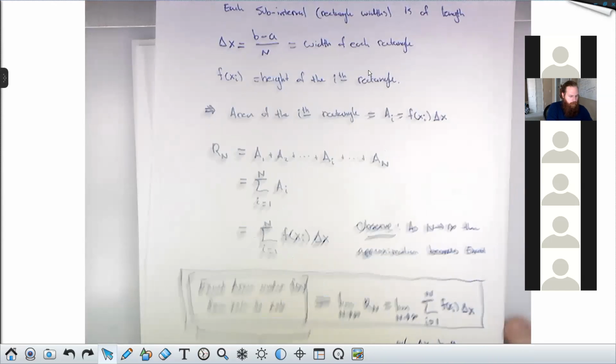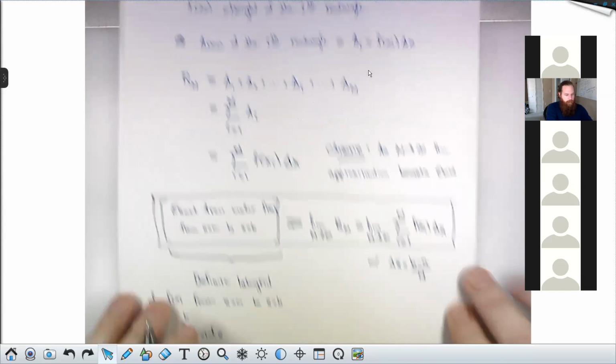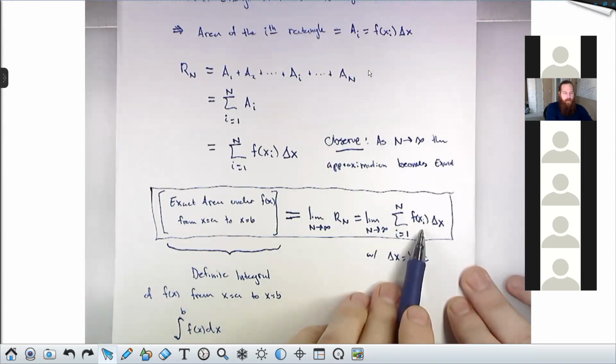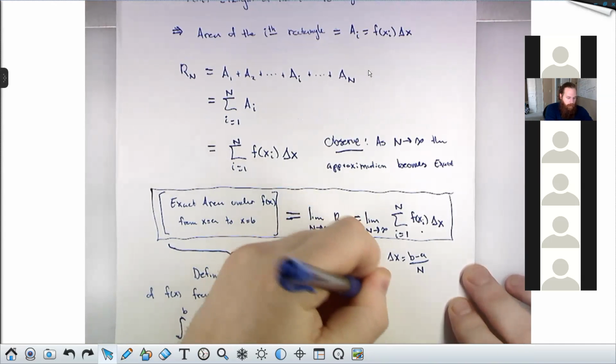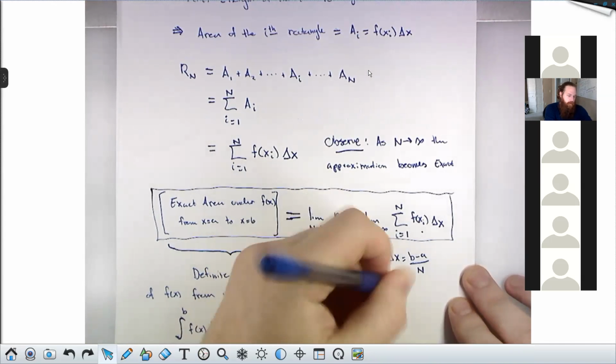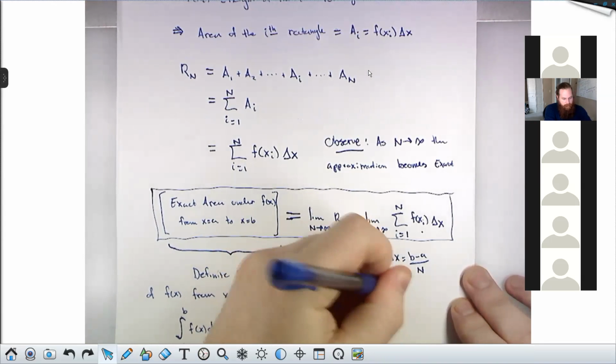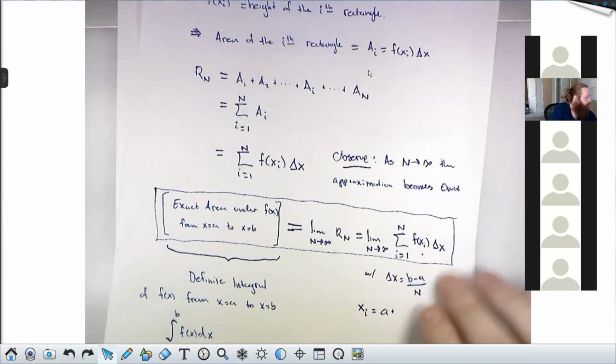Let me add one other thing here. What we don't have on this page is a formula for the xi's, right? You can get them from the picture, but I should tell you that depending on what a and b are, xi will change.